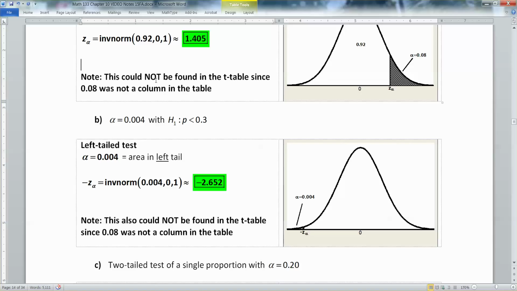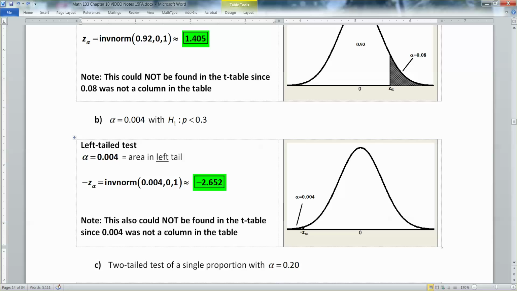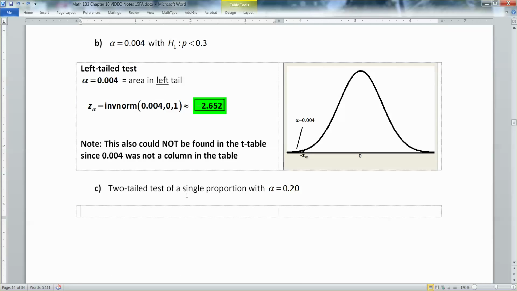These could not be found in the table, either A or B, because 0.004 is not a column in the table, and neither is 0.08. So both of those were not possible to be found in the table. But I believe the next one you can, because I wanted to give you at least one of them where you could. Okay, so we're going to do a two-tailed test.